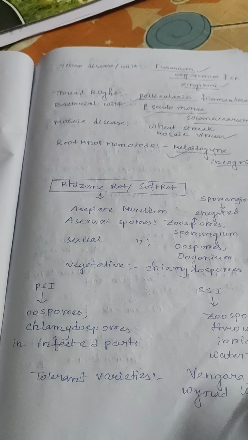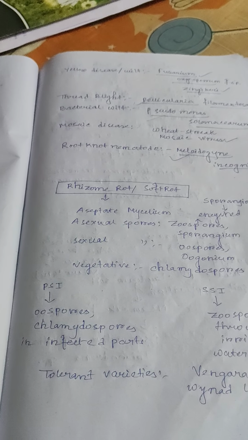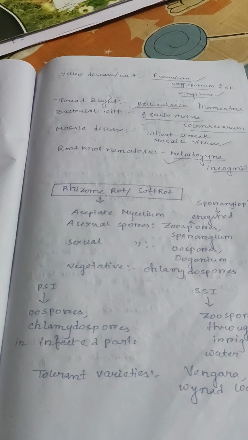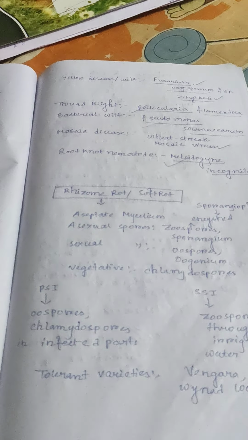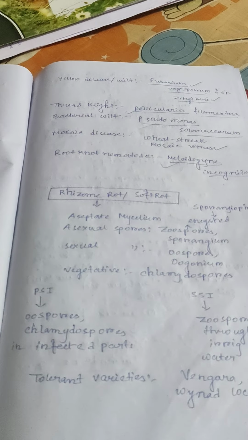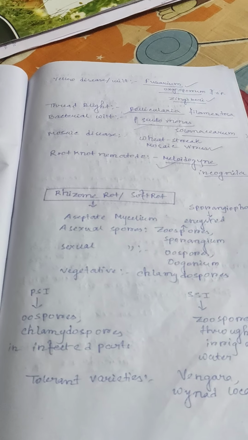Mosaic disease of ginger is caused by wheat streak mosaic virus, and the root knot nematode in ginger is Meloidogyne incognita.